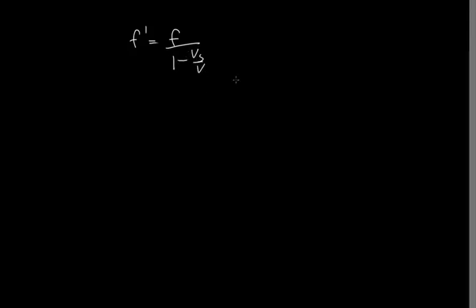Now let's just rearrange this a bit. If we times both the top and the bottom by v, so we're multiplying by 1, so that's allowed, then we end up with f. We'll pull this f out the front, and we've got v over v minus vs. So this is the equation that describes what happens to the observed frequency as a source approaches the observer.